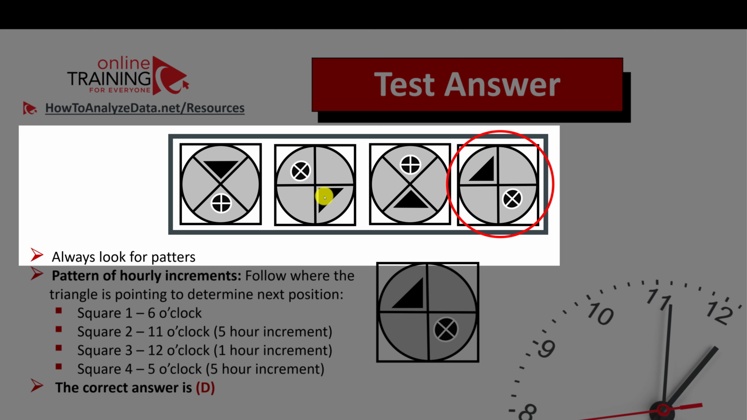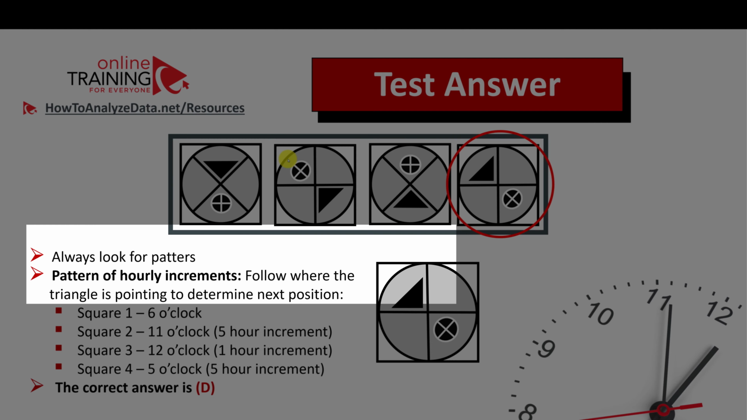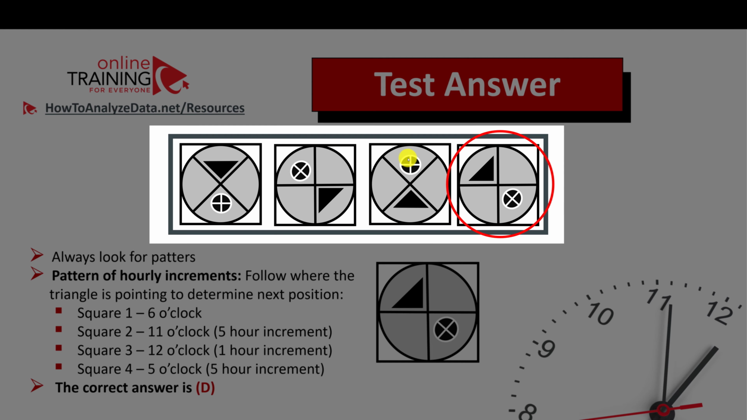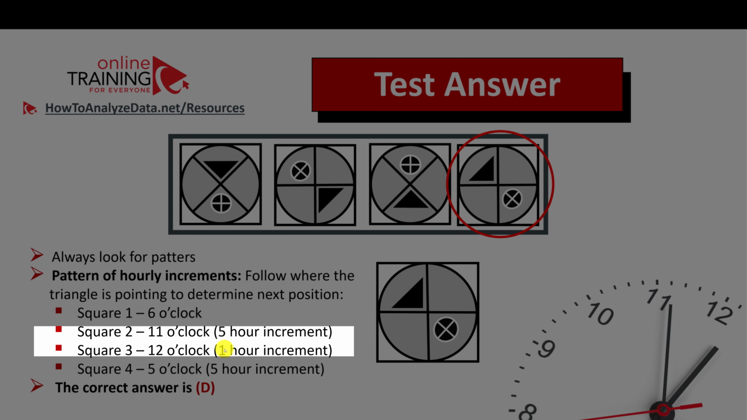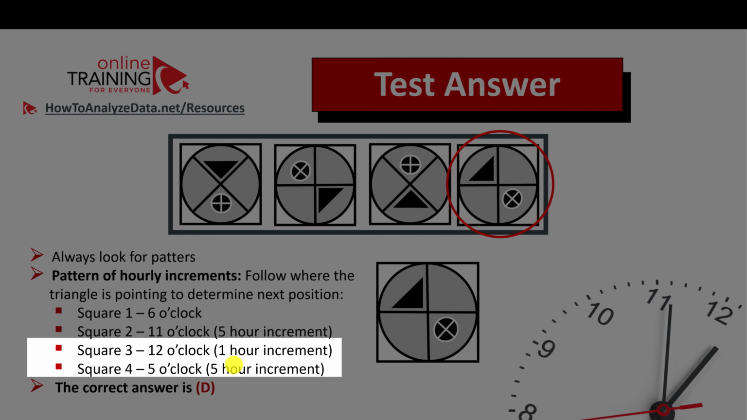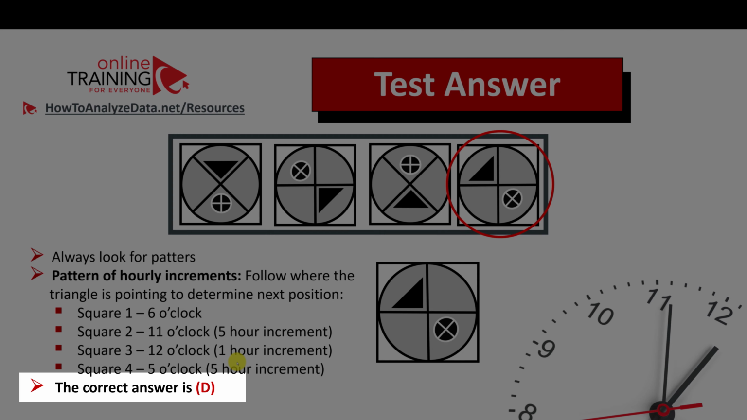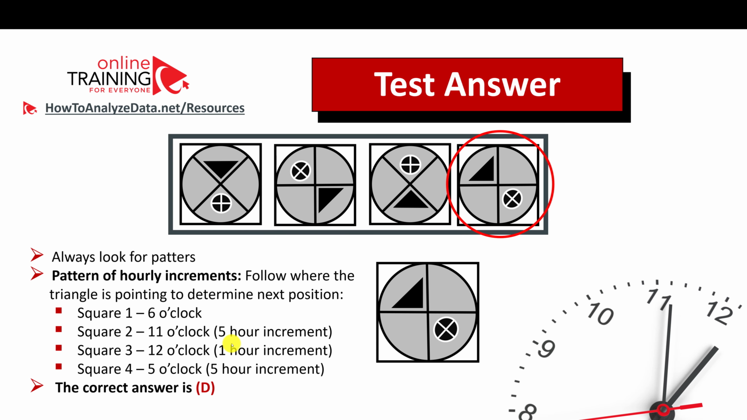Then in the next square, the triangle is pointing at 11 o'clock. And 11 o'clock is a 5-hour increment from the 6 o'clock position. Now, in the next square, the triangle is pointing at noon or midnight, whatever pattern you follow, or 12 o'clock. So we're dealing with a 1-hour increment, which means that in the next shape, we will go back to a 5-hour increment, which will bring us to the 5 o'clock position. So the correct answer is choice D. Hopefully you've nailed this question and now know how to answer similar problems on the test.